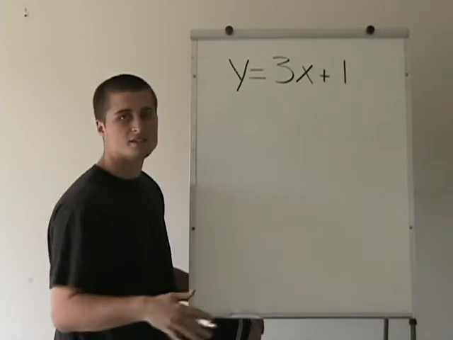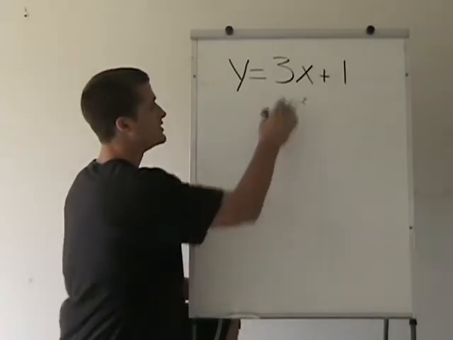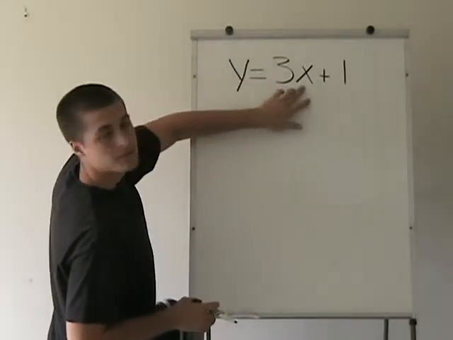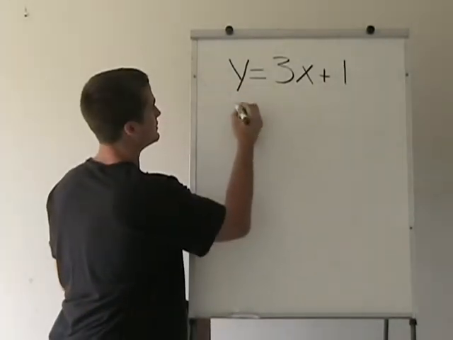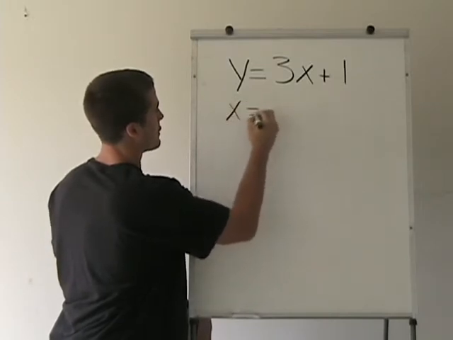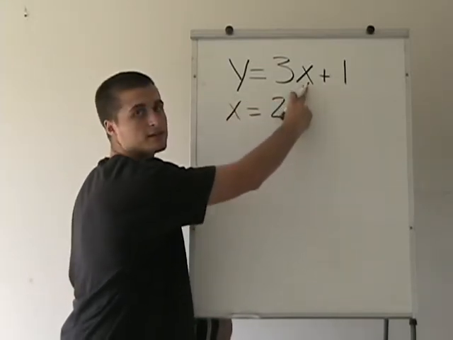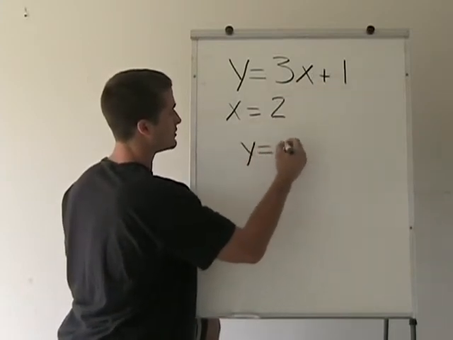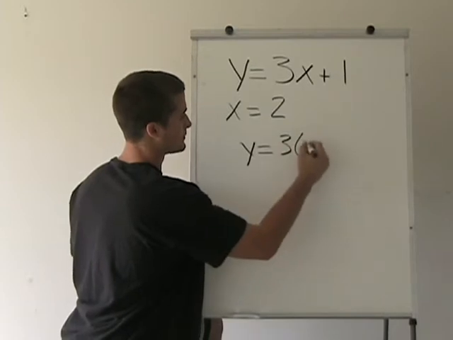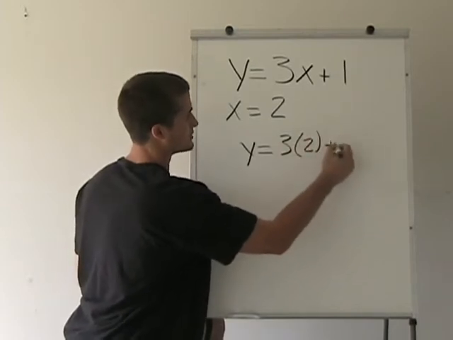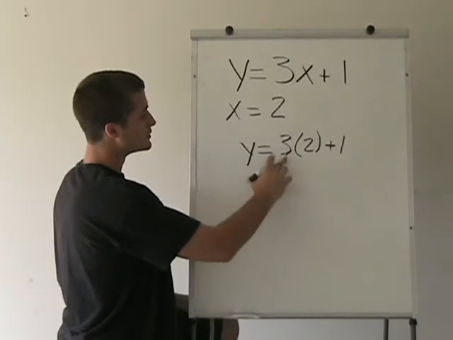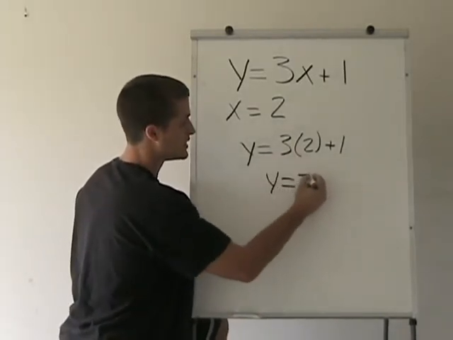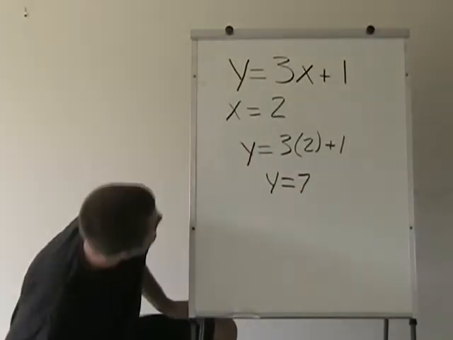And what you simply do is just plug the number that you're given into the function and solve for the other one. So if you're given a value for the independent variable x, let's say x equals 2, all you do is plug this 2 in for x up here. So you rewrite the equation as y equals 3 times 2 plus 1. And then you have y equals 3 times 2, which is 6, plus 1 is 7. So y is going to equal 7 when x is 2.